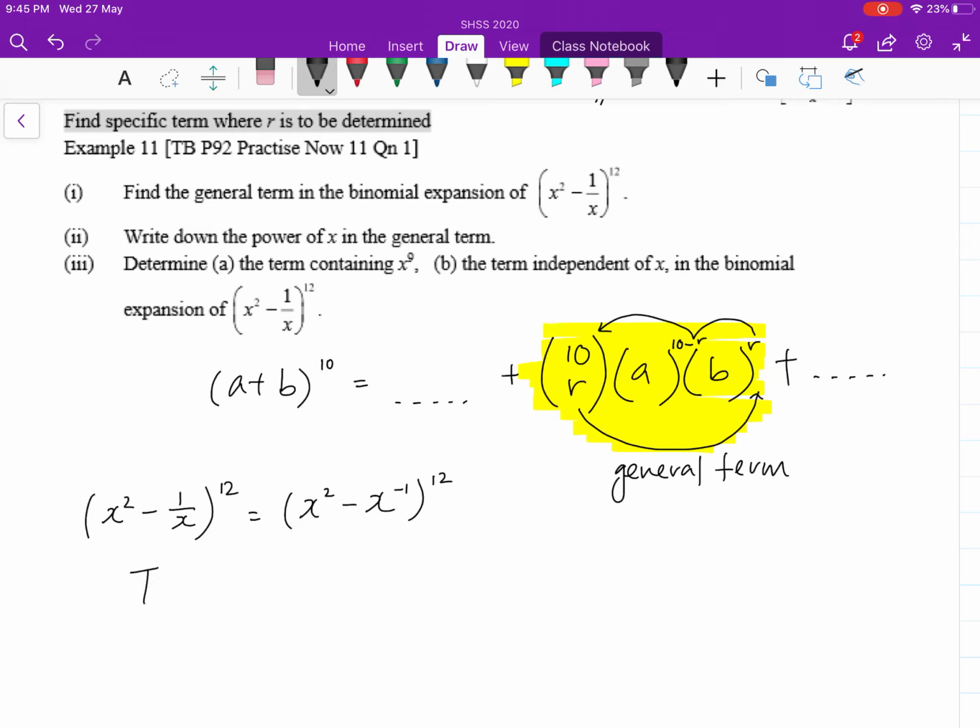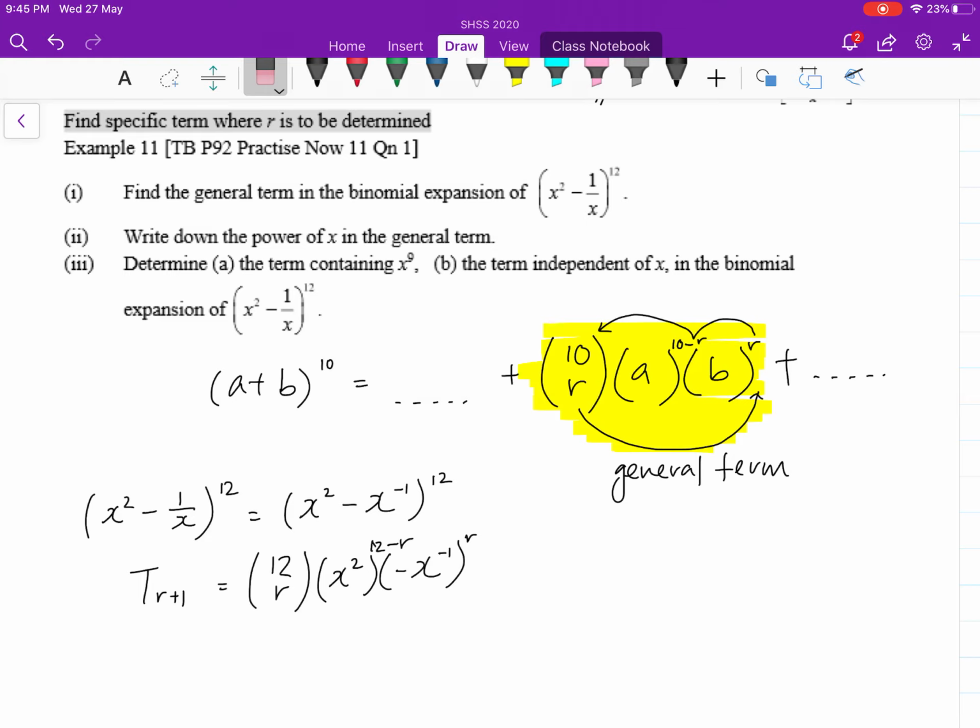The general term is T(r+1) equals 12 choose r, (x squared) to the power of 12 minus r, times (minus x to the power of minus 1) to the power of r. Now, remember, r plus what gives you 12 is 12 minus r. Okay, but of course, we don't need to use the arrows because you all know that already.